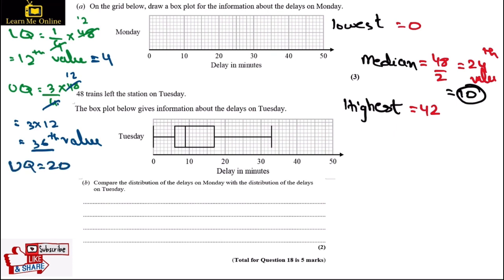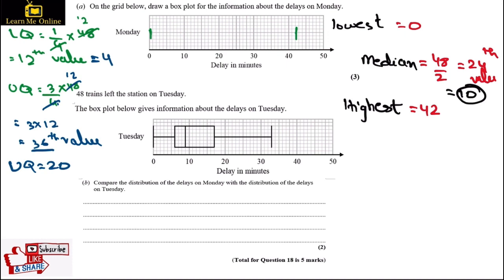Now we know everything, and we're going to plot the values on the box plot. The first thing, I'm going to start with the lowest value. This is the lowest value at 0. Then we have the highest value at 42. So this is 40, 41, 42 would be here. So we have a 42 here.